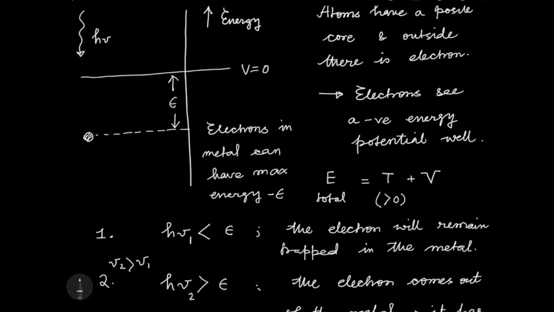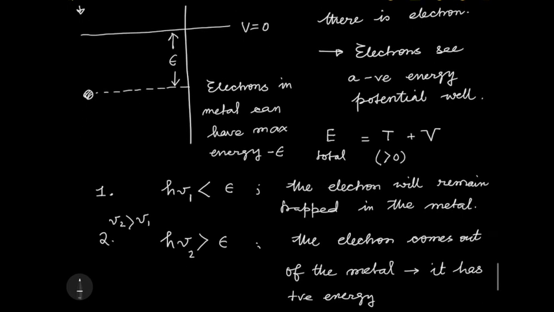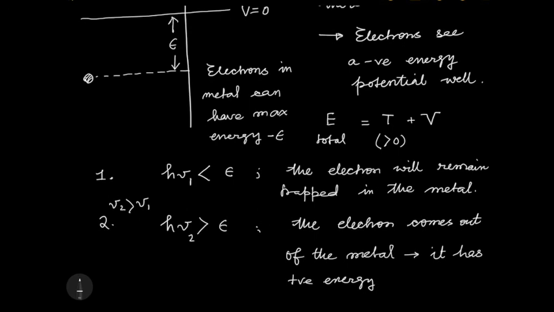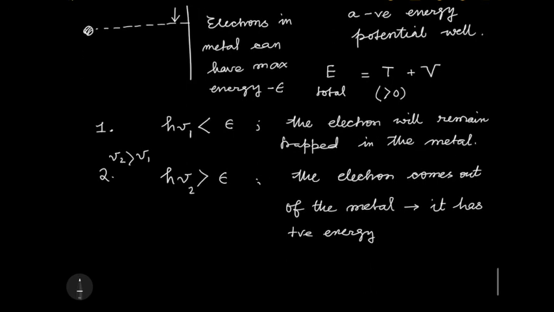So if the electron has some kinetic energy which is greater than zero outside the metal, its total energy has to be greater than zero. Otherwise, there is no way you can have a kinetic energy greater than zero. So that's why I say that it has to come out. It can just come out of the metal. It has positive kinetic energy. Positive energy is the kinetic energy.